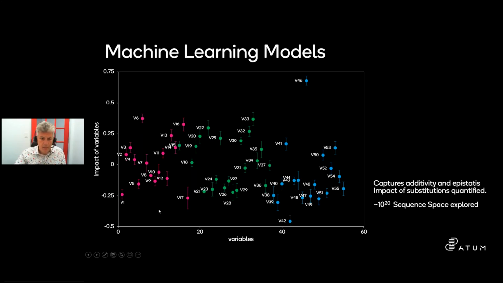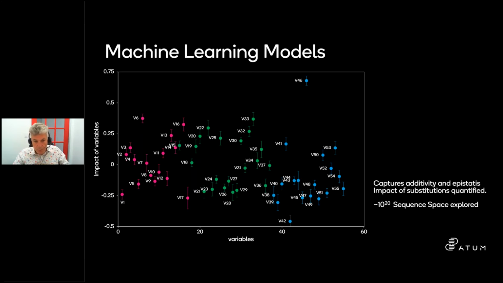And then we can use that machine learning that I talked about in the previous slide to identify the impact of every single substitution. What you see here, for instance, is that 46 is a great substitution. It's by far the best one in this particular case. And you see the error bar, which is the indirect effect, the epistatic effects, of that substitution. You see it's fairly narrow, meaning it's not really affecting the distribution as much.